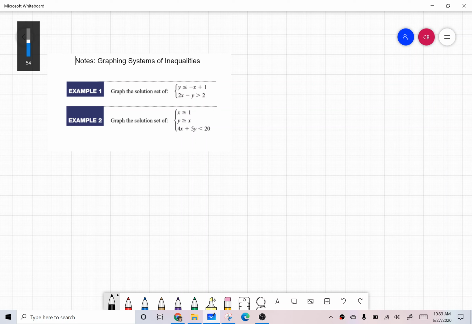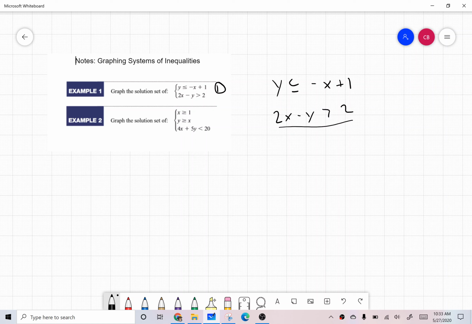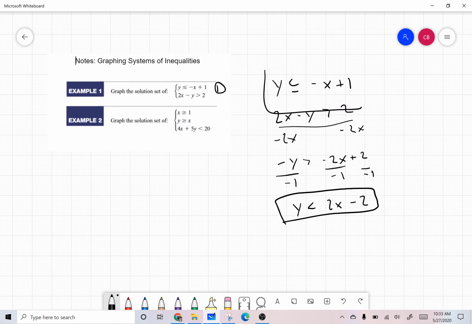Okay, guys, so the next topic we're going to do is systems of linear inequalities, and this involves graphing. We're looking at the top one. We can graph this. We have y is less than or equal to negative x plus 1, and 2x minus y is greater than 2. I'm going to solve this one for y real quick. We have minus 2x, negative y is greater than negative 2x plus 2. Divided by negative 1, and y is less than 2x minus 2. Okay, so we've got this equation and this equation.